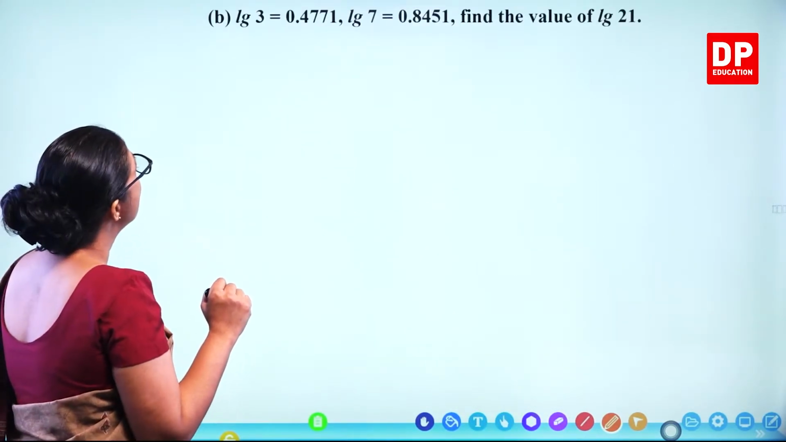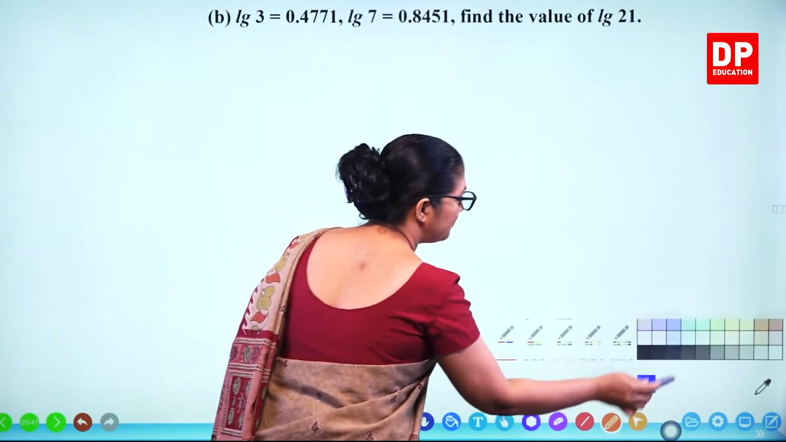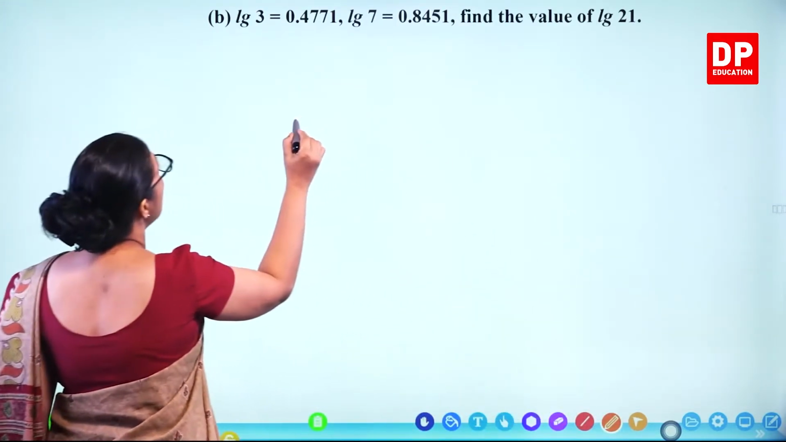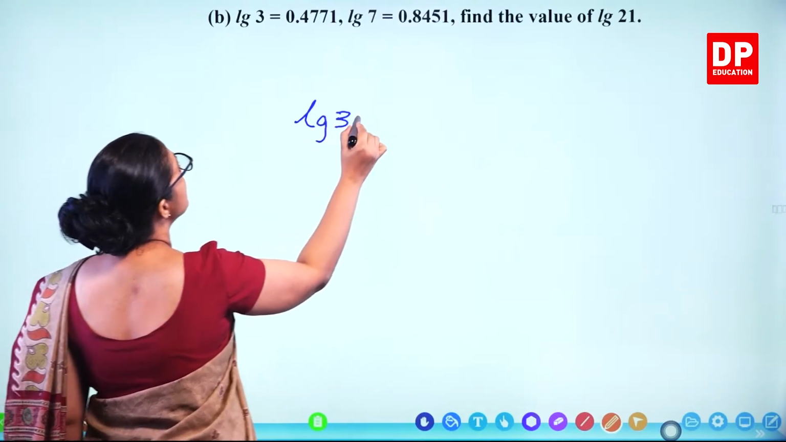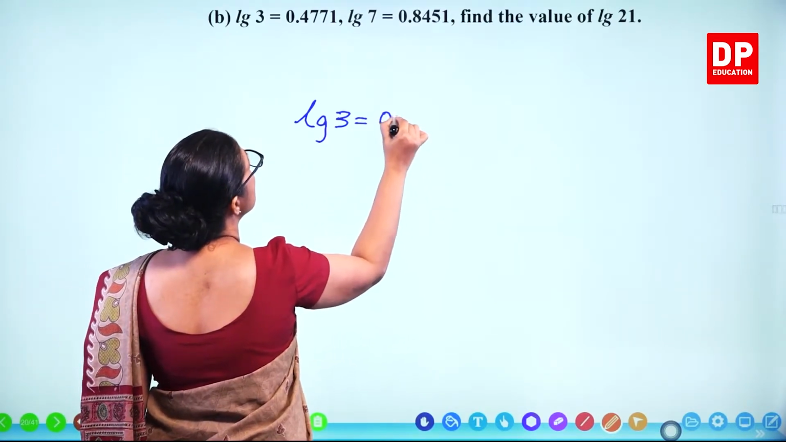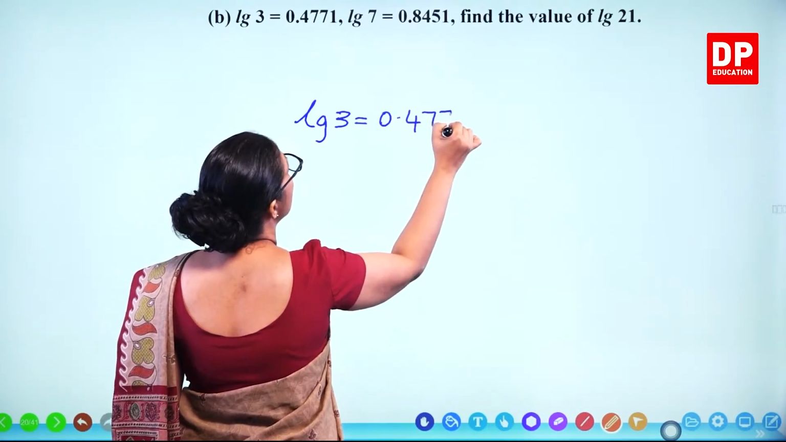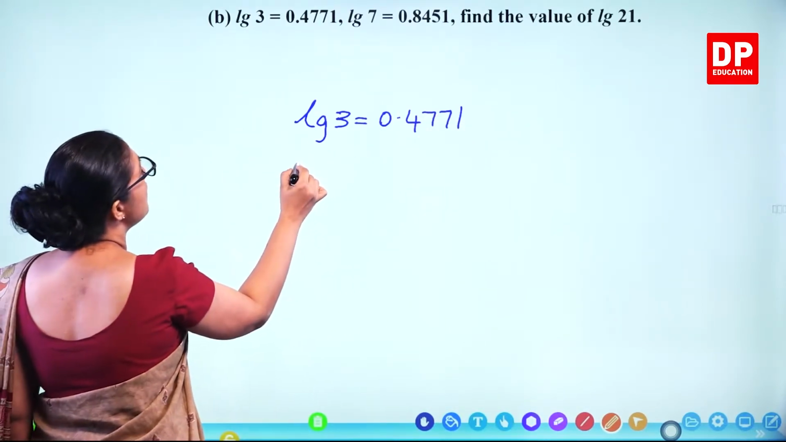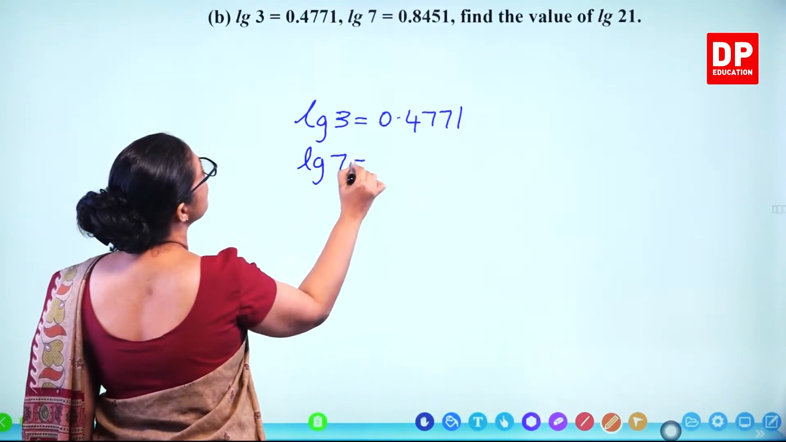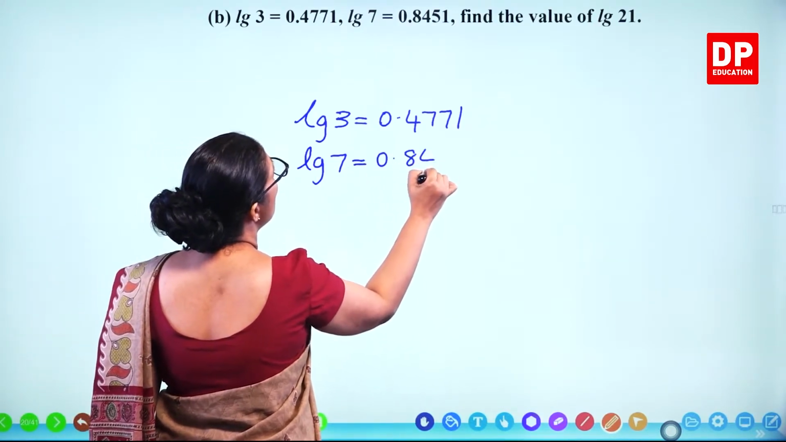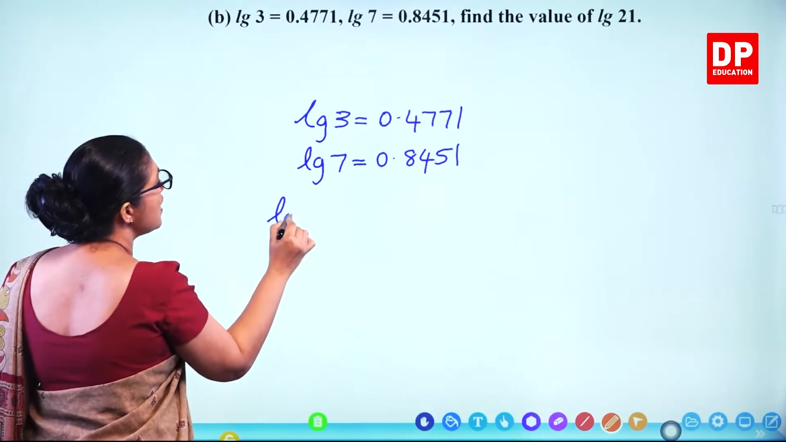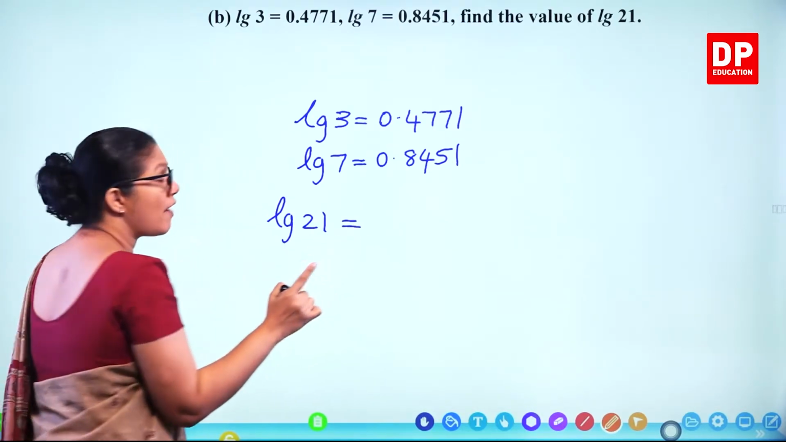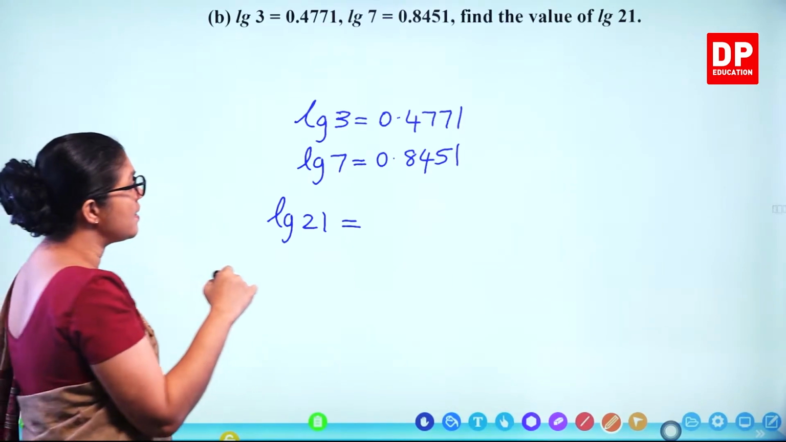Part B. It says log 3, where log means log base 10, is 0.4771. Log 7 is 0.8451. Now we need to find out log 21. So how can you write 21 in terms of 3 and 7?